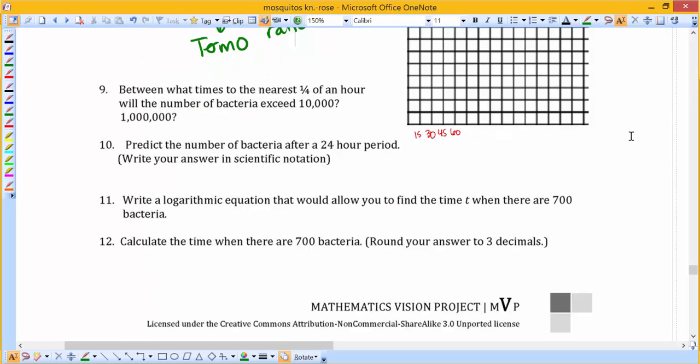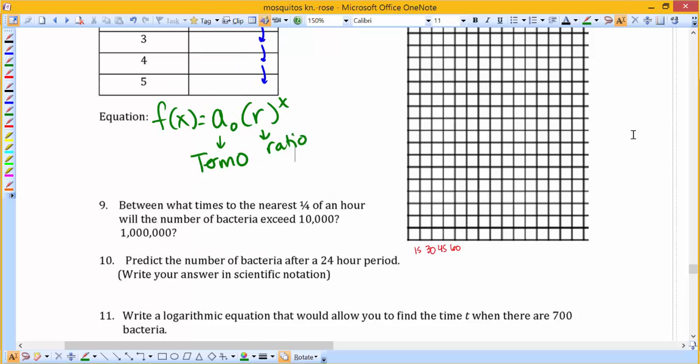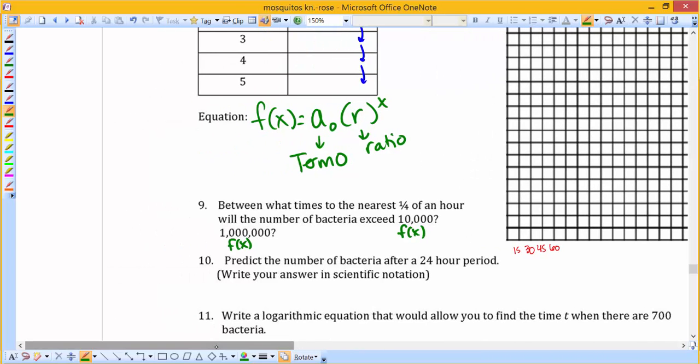Between what times to the nearest quarter of an hour will the number of bacteria exceed 10,000 and then exceed a million? So you are going to actually plug in for f of x. This would be f of x, and this would be f of x. And then you have to go through and solve for x. Now, don't forget we are using logs here. Your x is an exponent. So I will go ahead and start you with the first one, which is the 10,000.